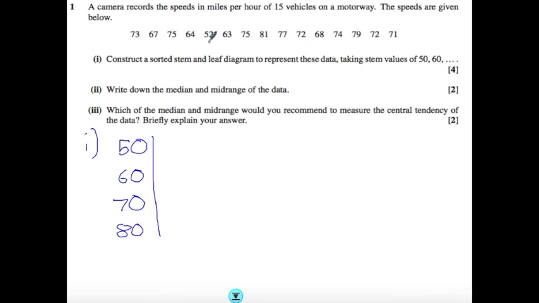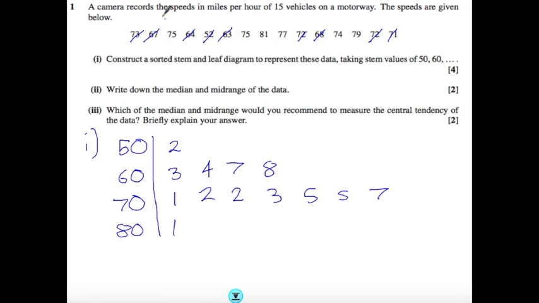So if we look for the 50s first, we've got 52. No more 50s, so the next, we've got 63 there, 64, 67, 68, and then in the 70s we've got 71, two 72s, 73, two 75s, a 77, and an 81.